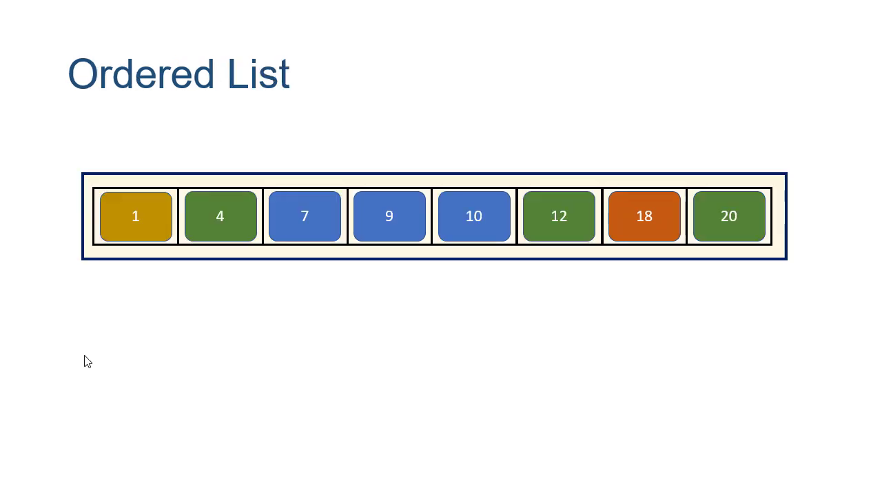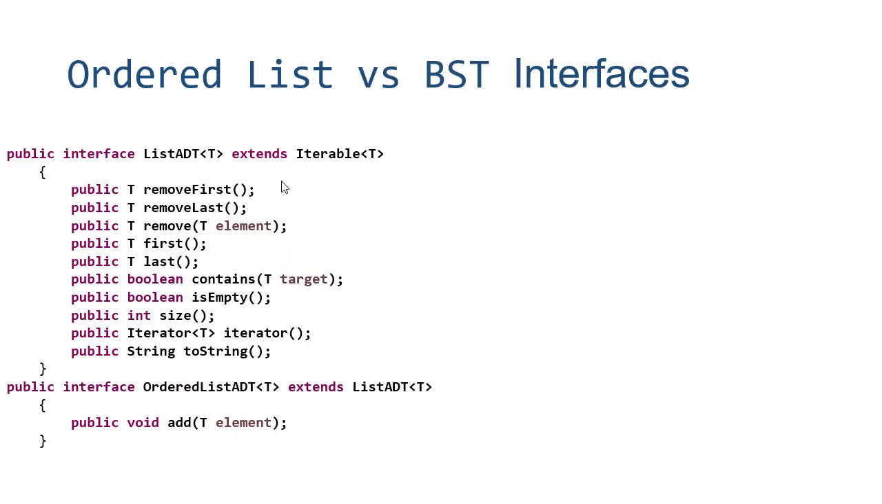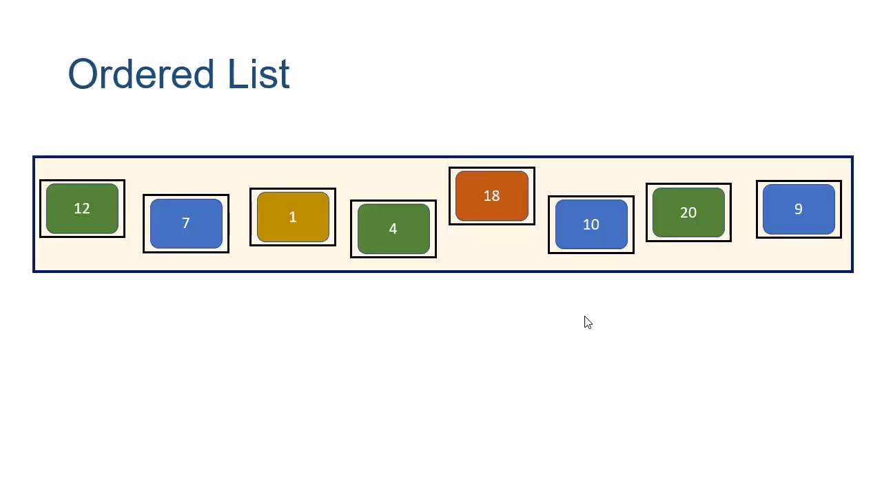Now the client who's using an ordered list doesn't really care what that structure is. They're just interacting with the list through the methods in the interface. So for an ordered list, we have the ordered list interface, which extends the list interface. So we have access to all of these methods, and that's what the user is going to interact with. So the elements could be stored in random order as far as the user cares.